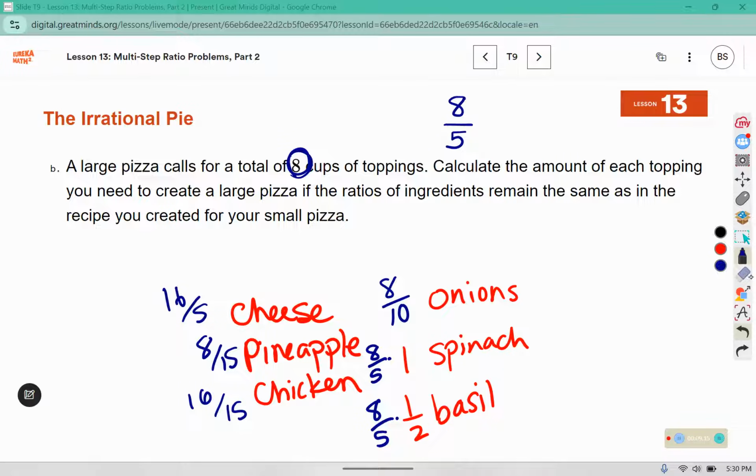8 fifths times 1 is just 8/5. 8 times 1 is 8. 5 times 2 is 10. And now I have converted my small pizza into a large pizza. But it's about to get a little more complicated.